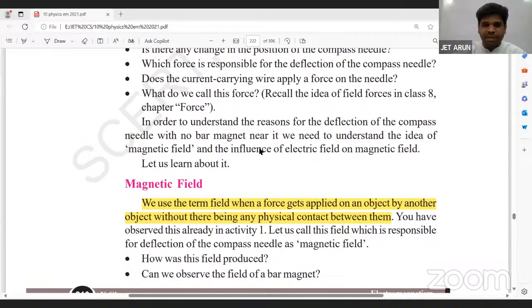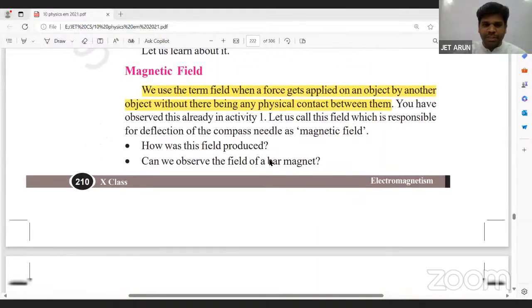Students, magnetic field. We use the term field when the force gets applied on an object by another object without being in physical contact. There are contact forces, and there are non-contact forces. For example, gravitational force is a non-contact force. Similarly, that's also a gravitational field. Similarly, you've got magnetic field. It's also a non-contact field. It will exert a force without being in contact with the body. All right. So that's what a field is.